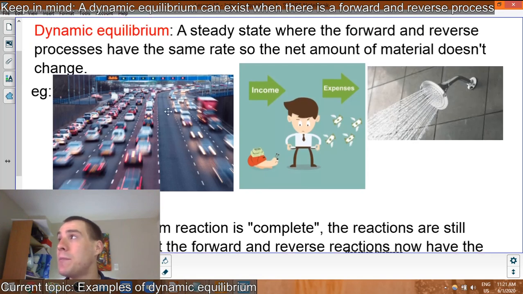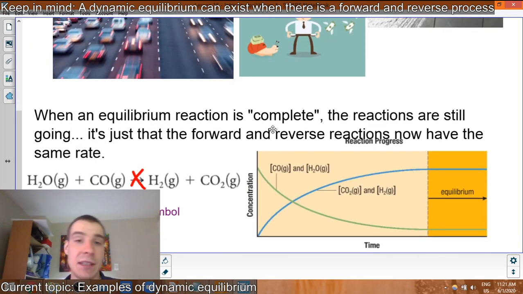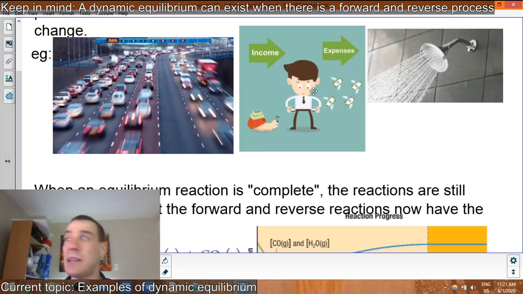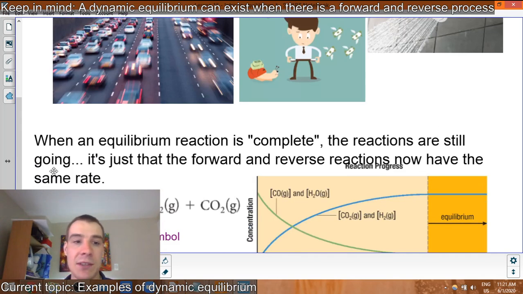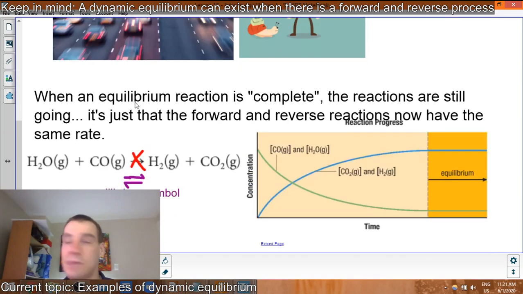But the important point here about dynamic equilibrium is that when the equilibrium reaction is complete, quote unquote complete, when we've reached a stable equilibrium state, the reactions are still going. It's just that the forward and reverse reactions now have the same rate. So imagine the highway was closed for road work, and then suddenly they opened the highway. Now suddenly there were no cars, and now there's a bunch of cars, but then it'll stabilize to a certain amount of cars.